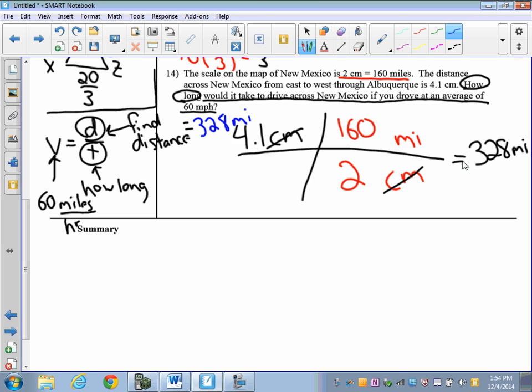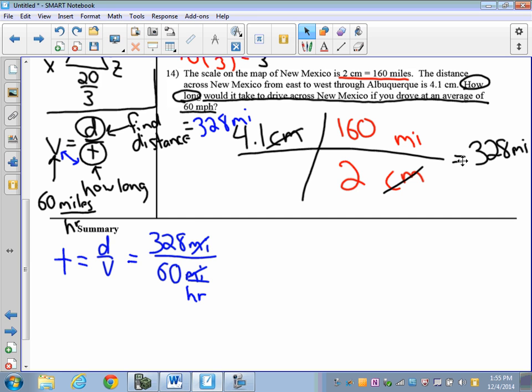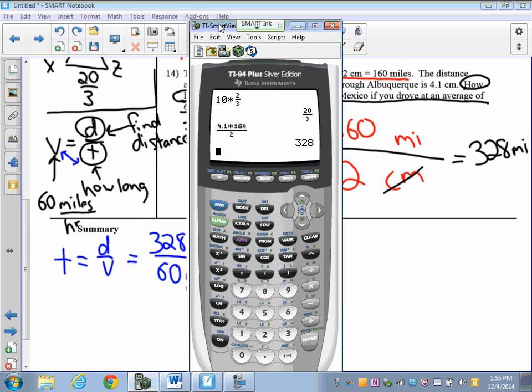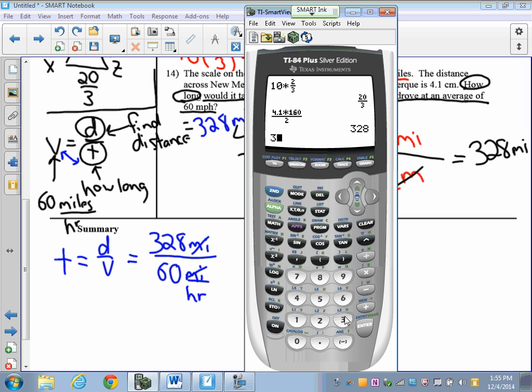So to solve for t, I know that t is equal to d over v. There's a trick in Algebra 1, we'll be talking about it later on in the year a lot with right triangles, where we can replace those two. So time is equal to distance, 328 miles, over velocity, 60 miles per hour. So the miles go away and the hours are going to go to the top. So in our calculator, we're going to type 328 divided by 60.